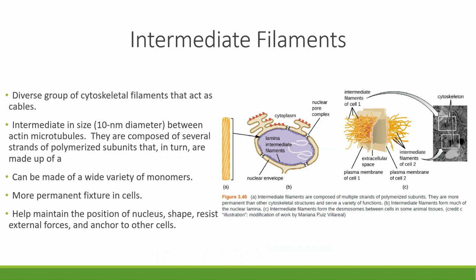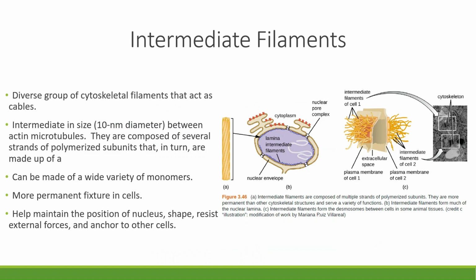Intermediate filaments are slightly larger than microfilaments, about 10 nanometers or about the thickness of a phospholipid bilayer. The intermediate filaments are a very diverse group of cytoskeletal filaments, and they're kind of between the sizes of actin and microtubules. So that's why they're called intermediate filaments. We'll discuss microtubules on the next slide.